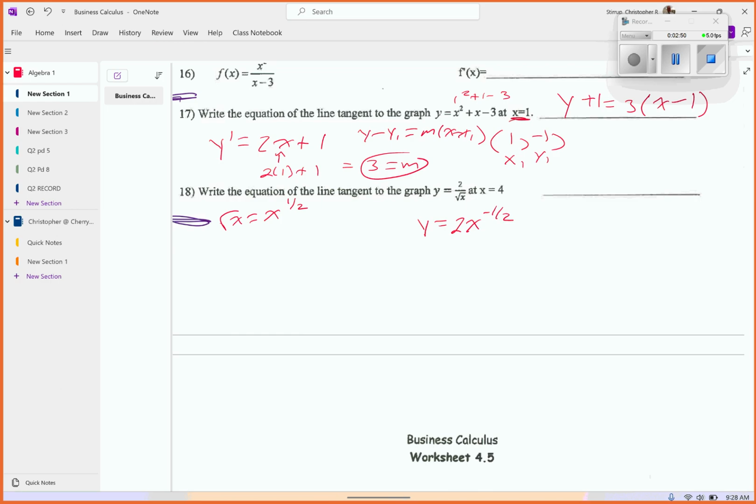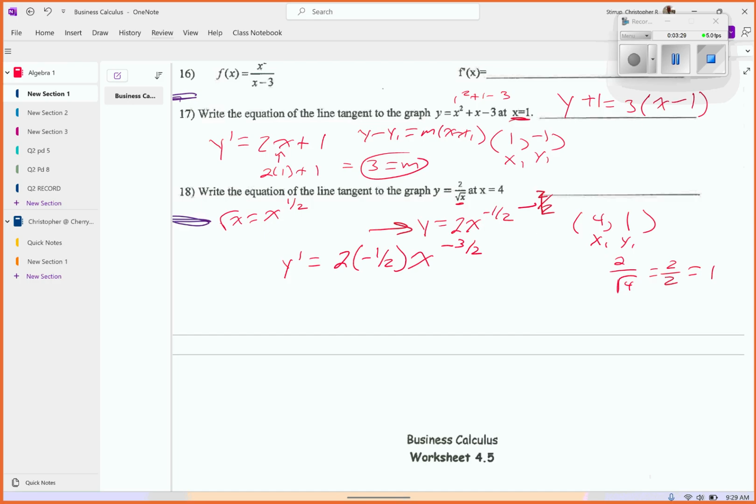Okay? If I wanted to figure out my point, we're going to take 4, and we're going to plug it in here. So square root of 4 is 2. So I wind up getting 2 over 2, which is equal to 1. So that's my point, my x1, y1. And then I want to find the derivative of this. So y prime is equal to 2 times -1/2 x, and then I'm going to subtract 1. If I subtract 1, that's the same thing as subtracting 2 over 2. If I subtract 2 over 2, that's going to take me to the -3/2 power.